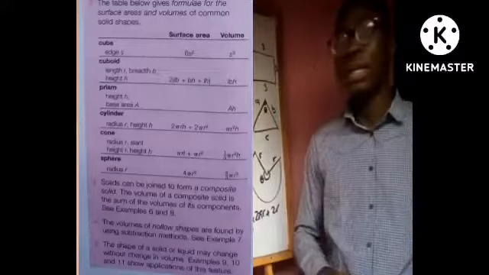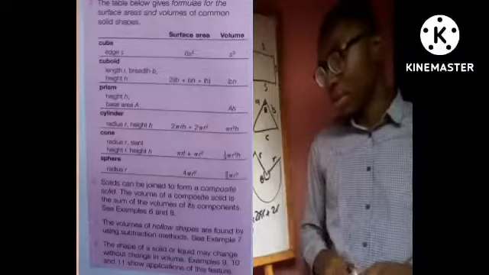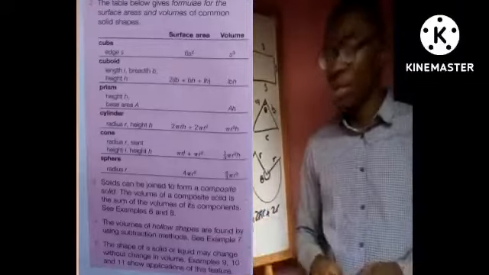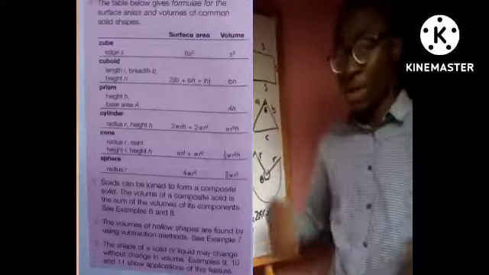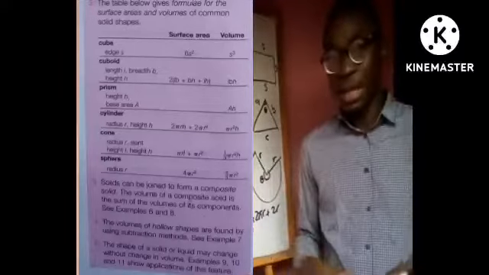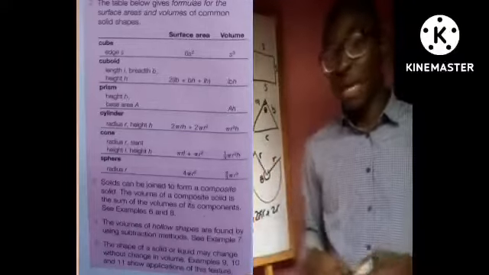The volume of a cuboid is length times breadth times height, and so on and so forth. So these are the table. You can see that down the table we also have the surface area and volume of each other shape that constitutes a solid shape in mathematics.